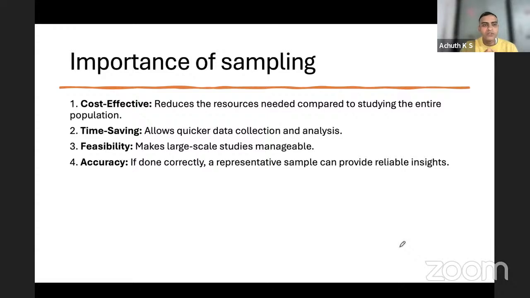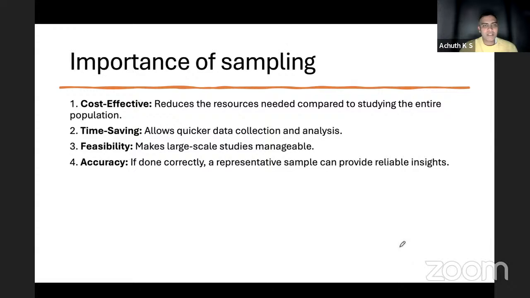Before that, importance of sampling. Why? If you want to study 1 lakh people, it is not possible. It is very difficult to study 1 lakh people for a particular disease. So what you take is a sample. You select 100. That is sampling. You can do a test, or you can do the intervention on 100 and extrapolate it to the 1,000 people or a lakh people. That is cost effective.